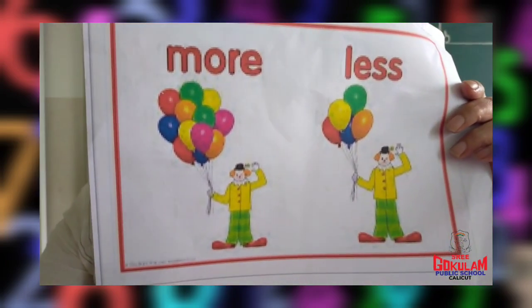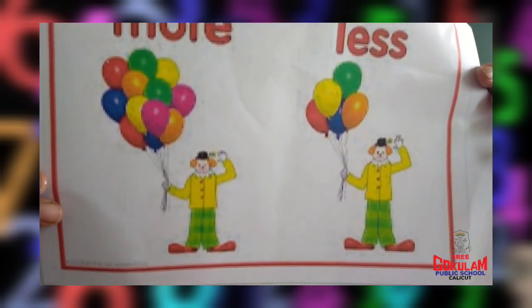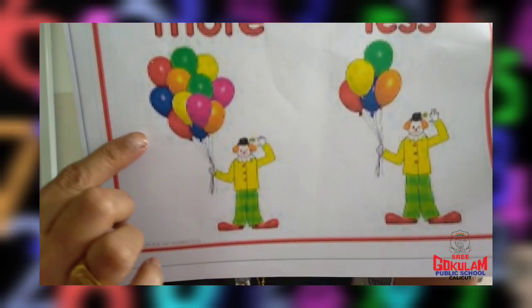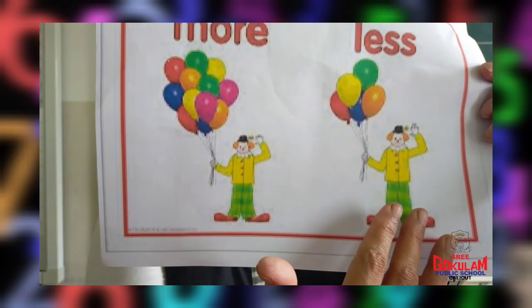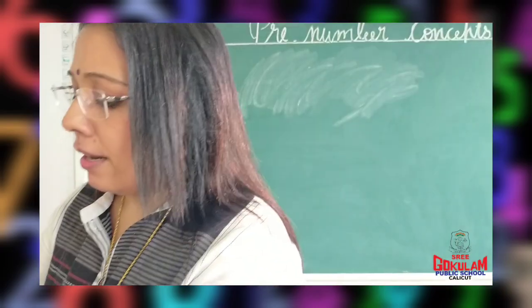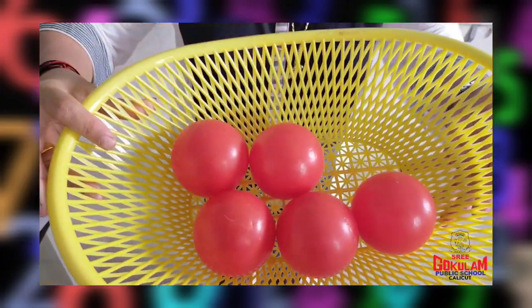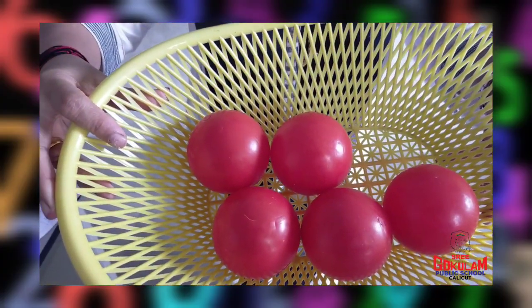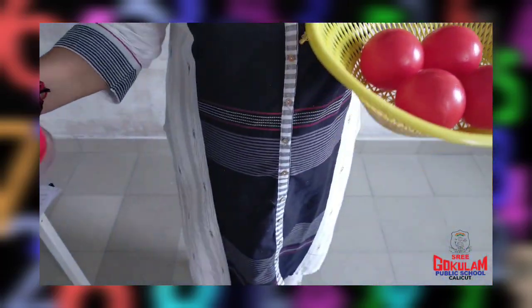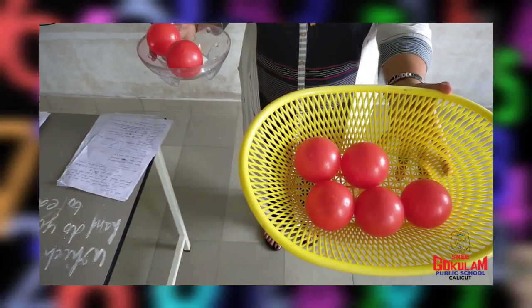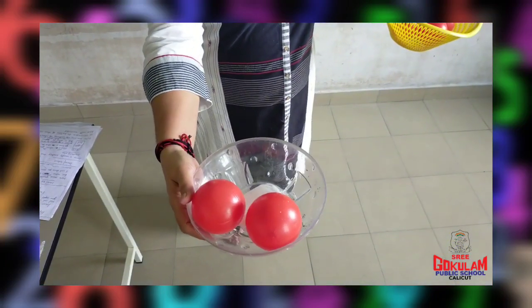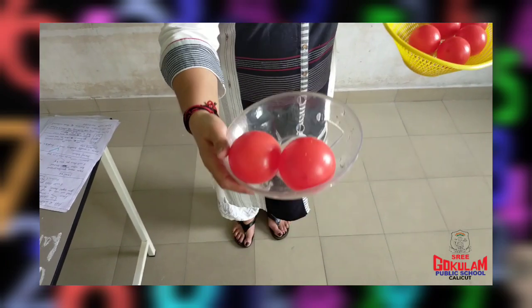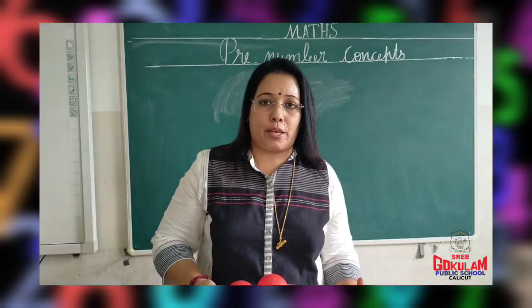Look at the next picture. Can you see? Yes, balloons. This is more and this is less. More balloons, less balloons. Okay? One more example. What is this? These are balls. Look at this, children. These are more balls. And these are less balls. I hope you are clear with this topic.